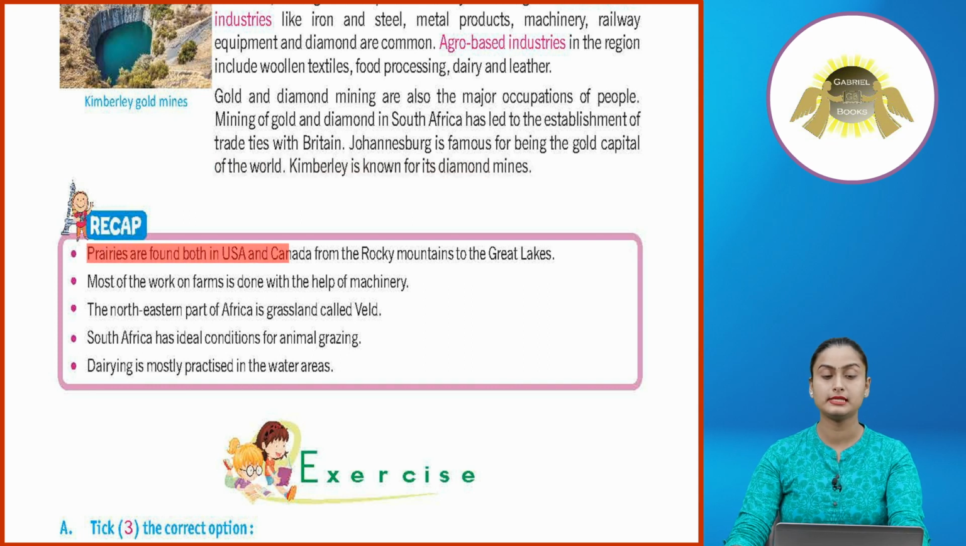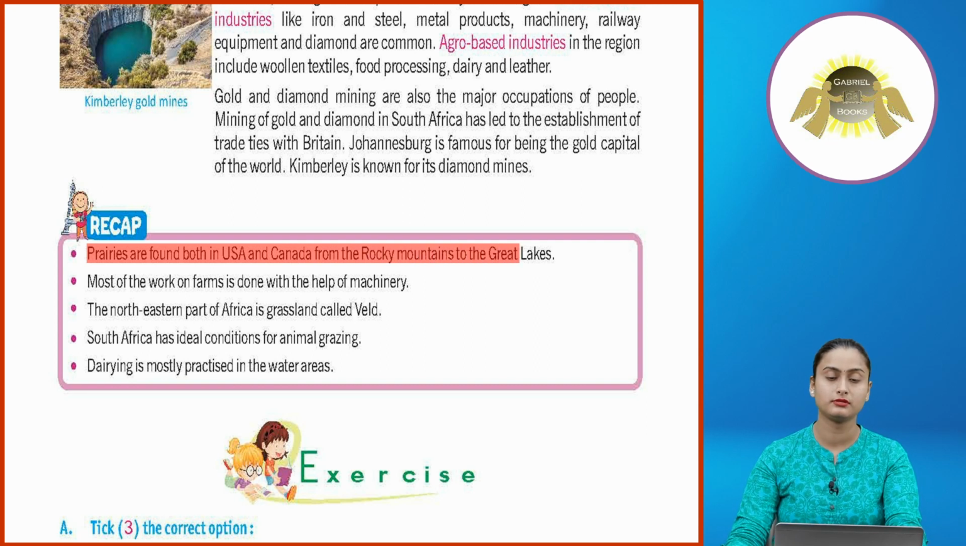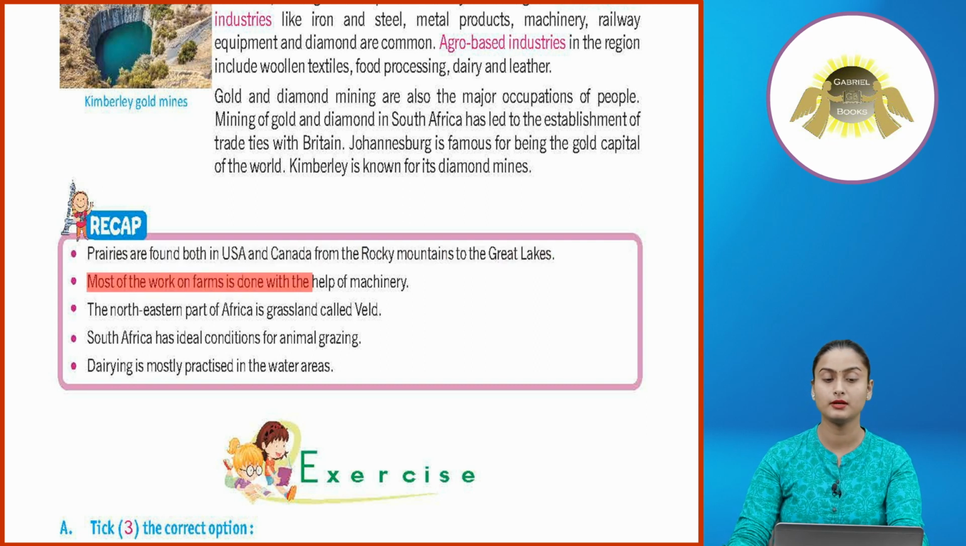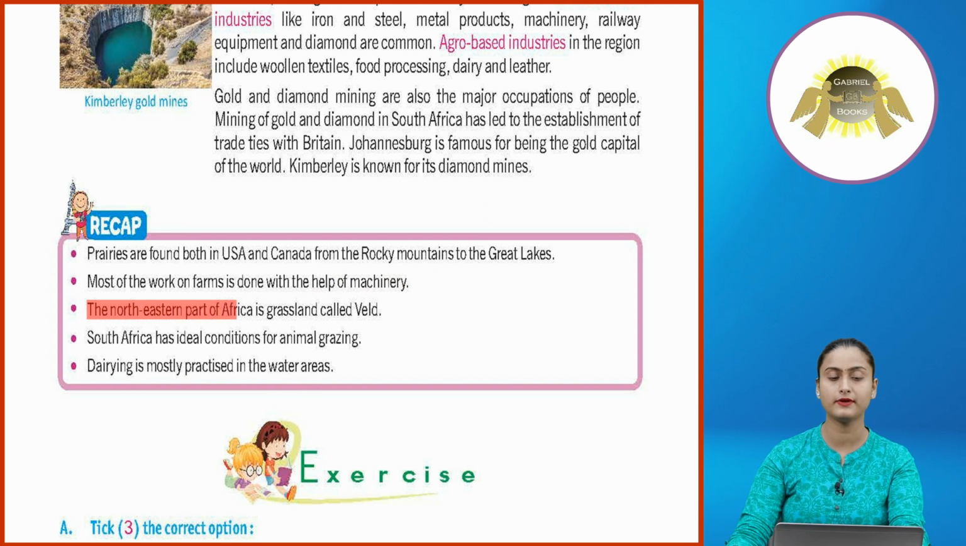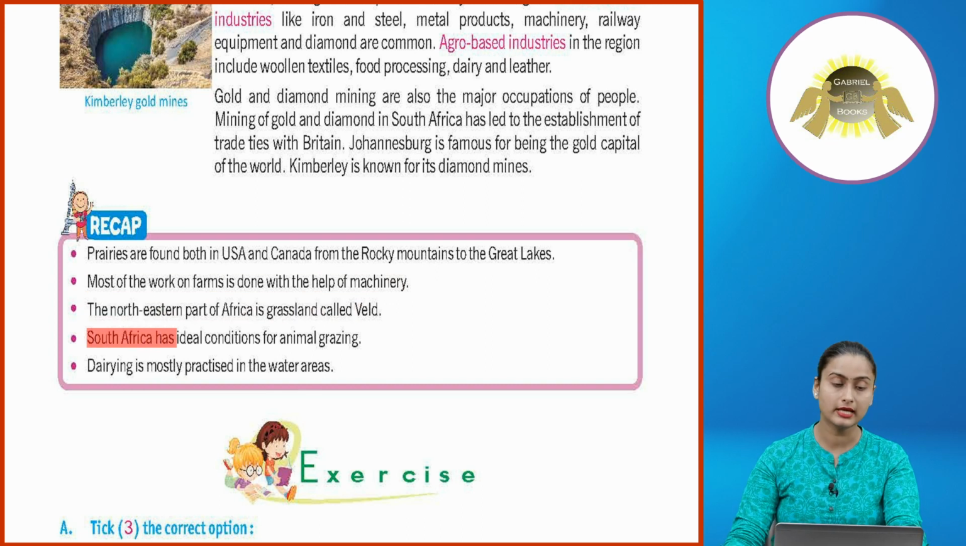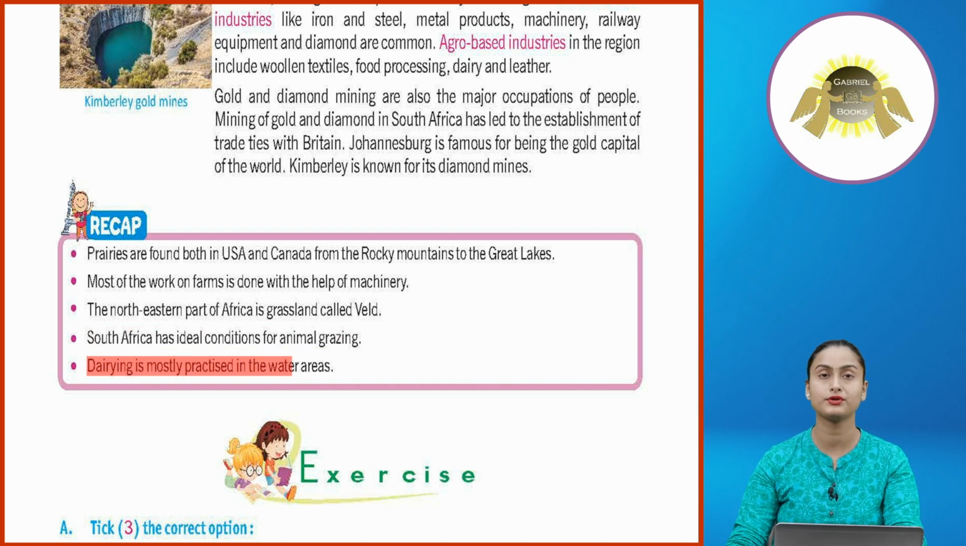Recap. Prairies are found both in USA and Canada, from the Rocky Mountains to the Great Lakes. Most of the work on farms is done with the help of machinery. The southeastern part of Africa is grassland called veld. South Africa has ideal conditions for animal grazing. Dairying is mostly practiced in the wetter areas.